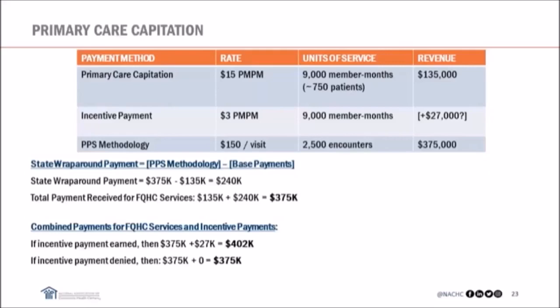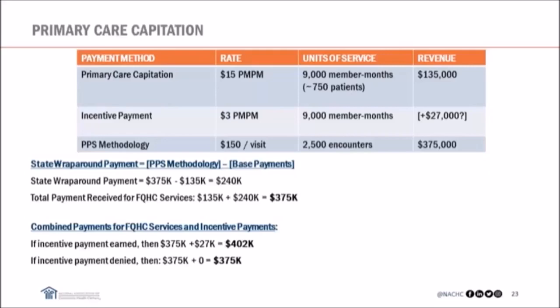In this example, the health center would have earned under PPS $150 per visit. They had 2,500 encounters, receiving total revenue of $375,000. So to calculate the state's wraparound obligation, it is the difference between what the health center would have earned under PPS, $375,000, and the amount they earned in primary care cap alone, $135,000, leaving a balance in wraparound of $240,000. The state pays that amount. Now the state has discharged their wraparound obligation because the total payments are now $375,000, which is what the health center would have earned in the absence of managed care under PPS.